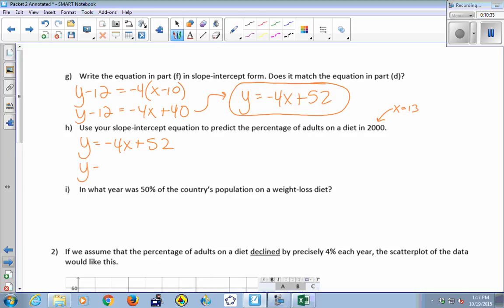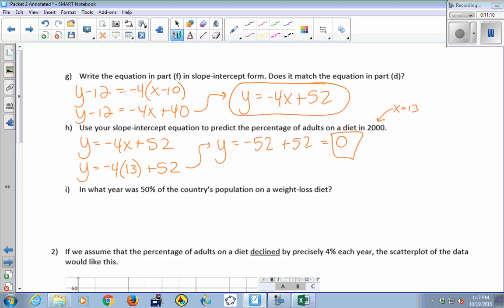So I'm going to go ahead and put a 13 in for x. So we end up with y equals 4 times 13 is 52. And I get 0. Y equals 0. So 0% of adults will be on a diet in the year 2000. In what year was 50% of the country's population on a weight loss diet?